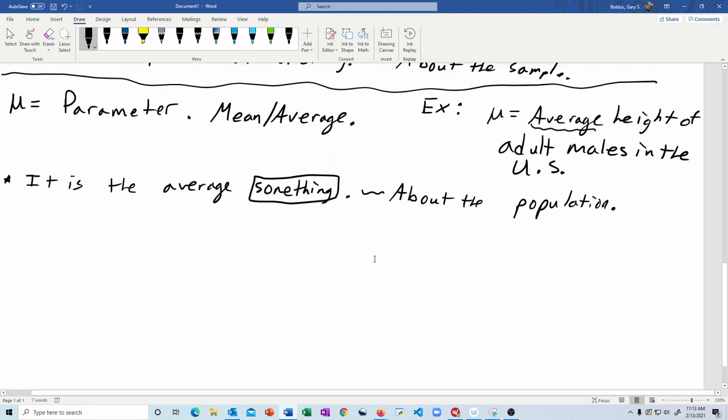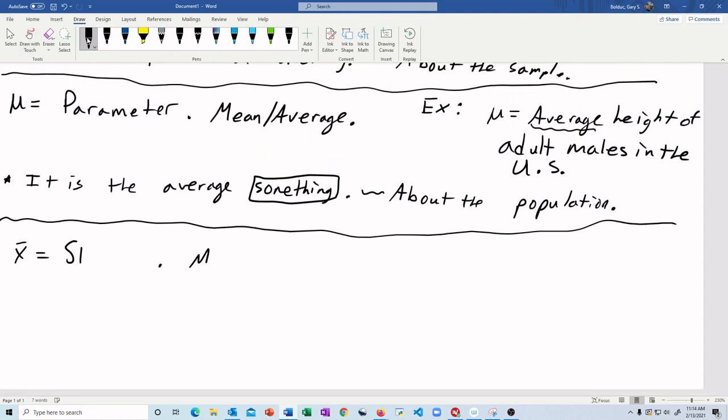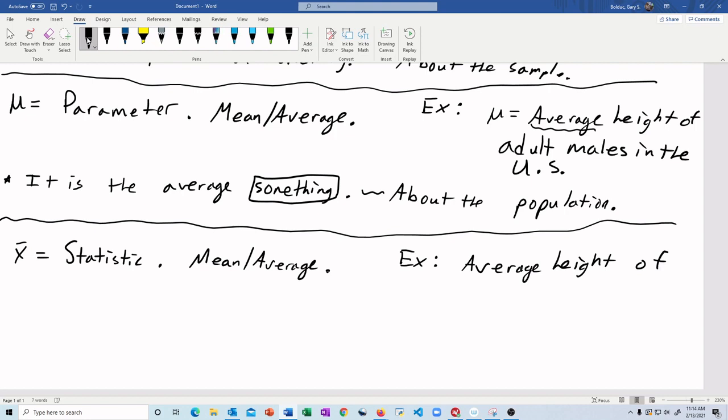Okay, what's next? Well, x bar was next. What's x bar? It's a statistic. But this time it's not a proportion or percent. It's a mean or an average. Example, again, you can connect it to the one you just did, or make up a whole new example. This could be the average height of, and then how do you learn about all US males? You got to take a sample. So a sample of adult US males.